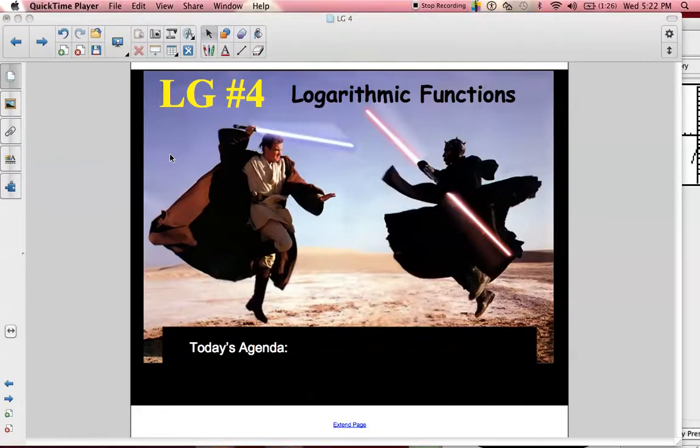Hello, this is Mr. Abbott back. This is Learning Guide 4 still. This is Pre-Calculus 12 at Francis Kelsey School, and it's still with logarithmic functions. This is the last part, log equations now.